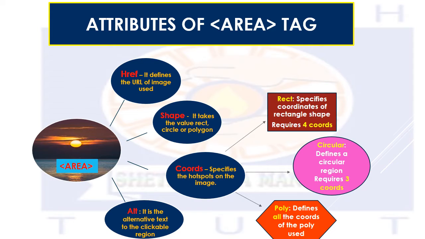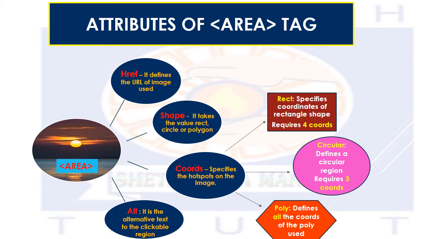This is the clickable region. On the clickable region, we need the type of shape we are using for that area. Here we are using only 3 types of shapes. The values are rectangle, circle and polygon. So these are the shapes, the type of shape you are giving to that particular hotspot.